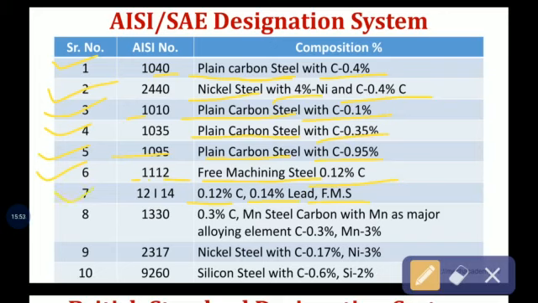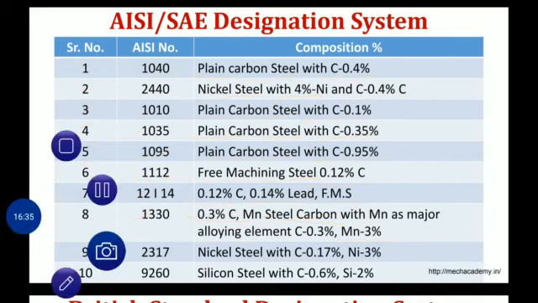Correct. Next is 1330. What does 1330 mean? Again, 1 means carbon steel. 3 means, here, magnet steel, so 3 means the magnet percentage is 3%, and 30 means 0.3% carbon. Correct. So you can see that 11 means free machining steel, 12 also means free machining steel, and 13 means magnet steel. And 10 means plain carbon steel. So you should remember all these things.